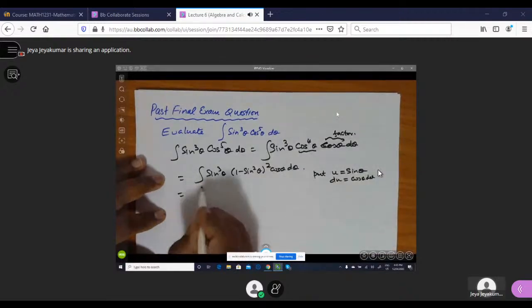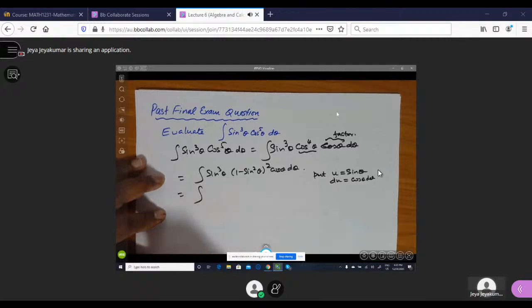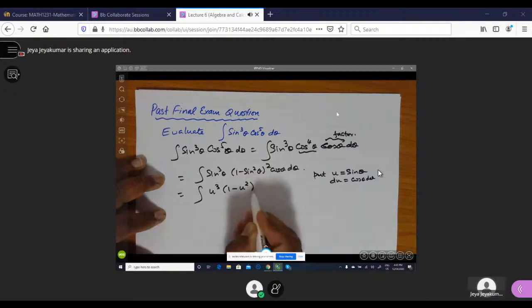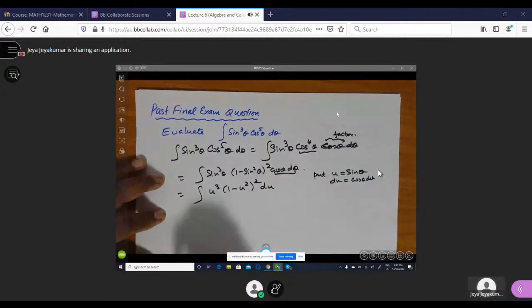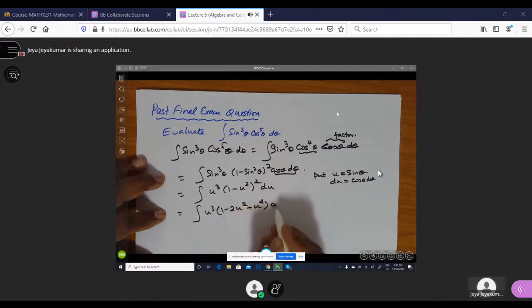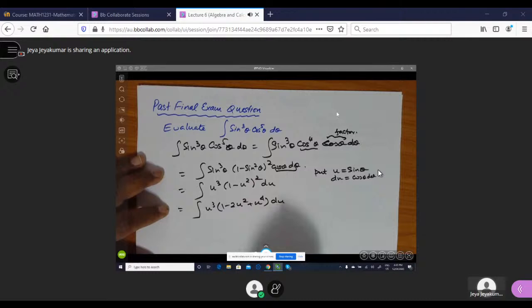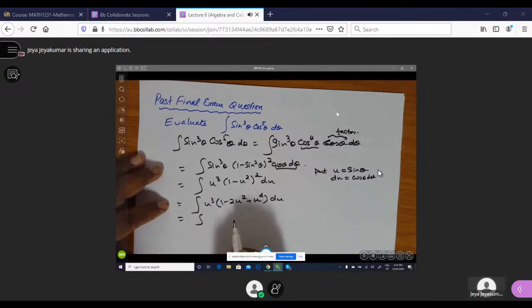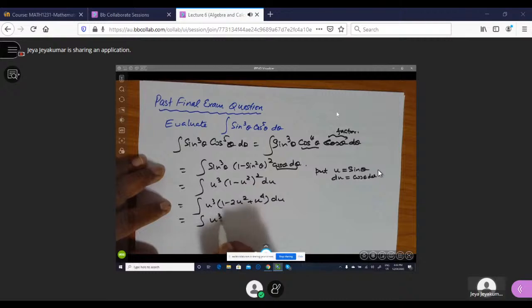Let's write it in terms of the variable u: that is u cubed times 1 minus u squared, to the power 2, du. Now we need to integrate this polynomial, so let's expand it. u cubed times (1 minus u squared) squared is u cubed times (1 minus 2u squared plus u to the power 4) du. Multiply by u cubed and you get u cubed minus 2u to the 5 plus u to the 7 du.